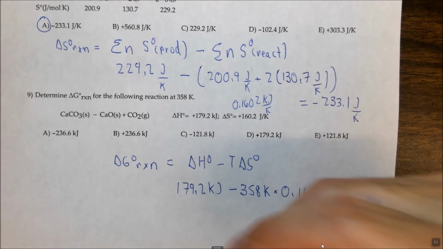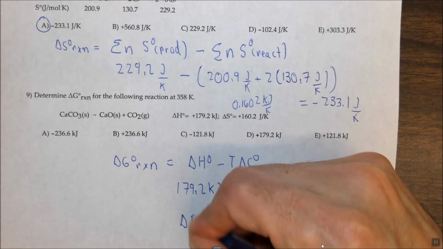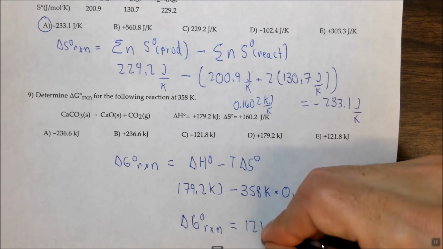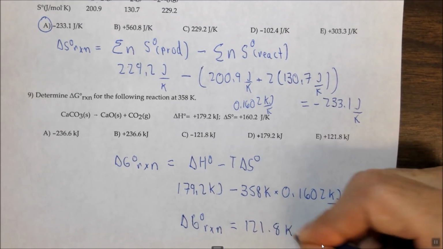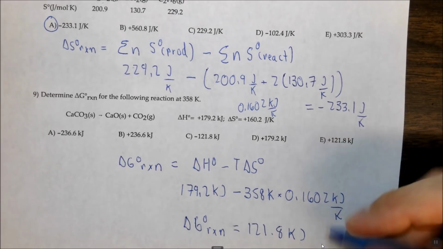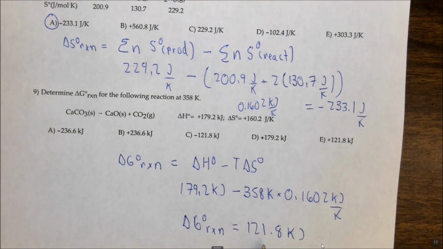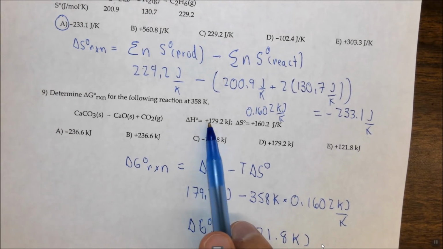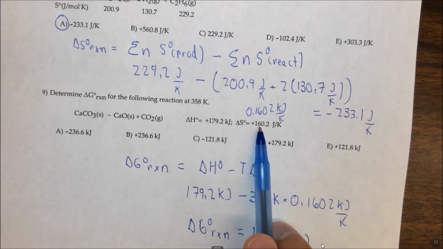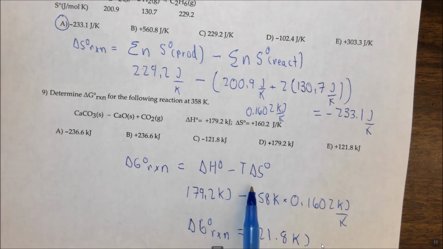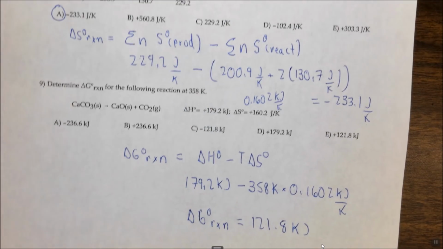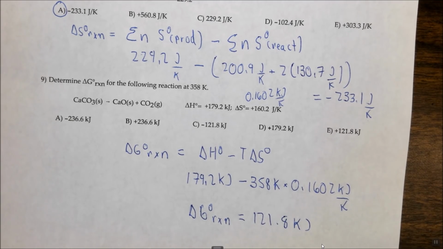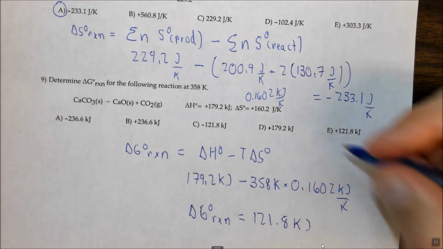And when I do this, I find that the delta G of the reaction is equal to 121.8 kilojoules. Note that this is a positive value, so this isn't a spontaneous reaction. In this case, both delta H and delta S are positive, so this would only be spontaneous at high temperatures. It turns out that 358 K is not a high enough temperature to make this spontaneous because delta G is still positive, so the answer here is choice letter E.